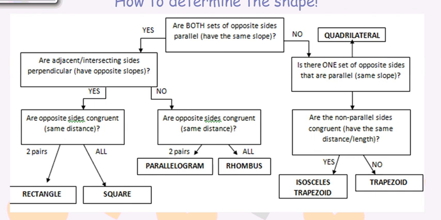Okay, now let's go back up to the top. If both sets of opposite sides are parallel, we said yes. If no, we go there, and do we have at least one set of opposite sides that are parallel? If that's true, then we would keep going down the flowchart. If it's not true, it means we just have a quadrilateral. We don't have any of the special ones. But if it's true, we would ask, are the non-parallel sides congruent? If they are, we have that isosceles trapezoid. If they're not, we just have the trapezoid.